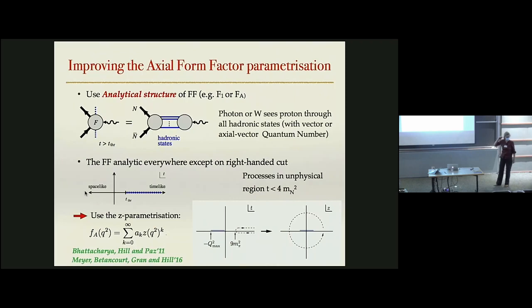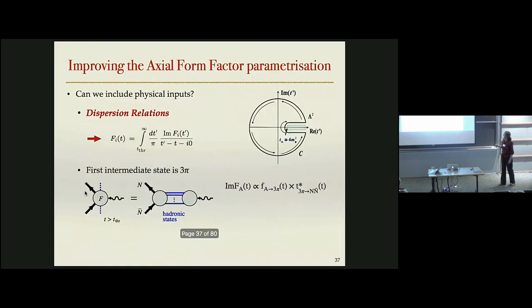Okay, so this allows you to have many more parameters you can fit. These are the so-called a_k. Then you still have to study the convergence of the fit, but you have much more freedom to fit your lattice data. And the question we wanted to ask is, can we include also physical inputs?